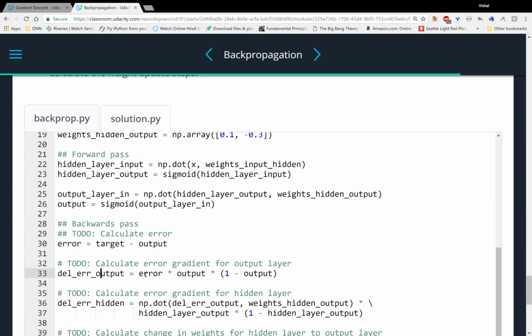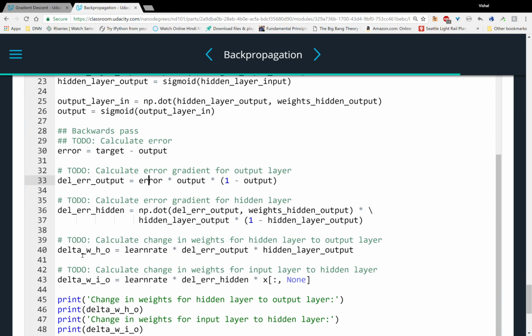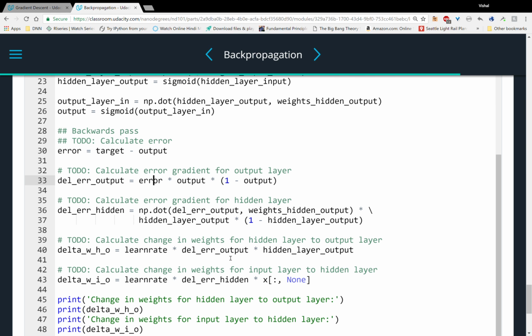So delta error is the error into this. So this is what is defined as delta error, and then from delta error you can find out the weight change, which is nothing but the learning rate multiplied by the delta error, which is once again error into f dash. Okay, this is essentially this statement, error into f dash multiplied by the hidden layer output.